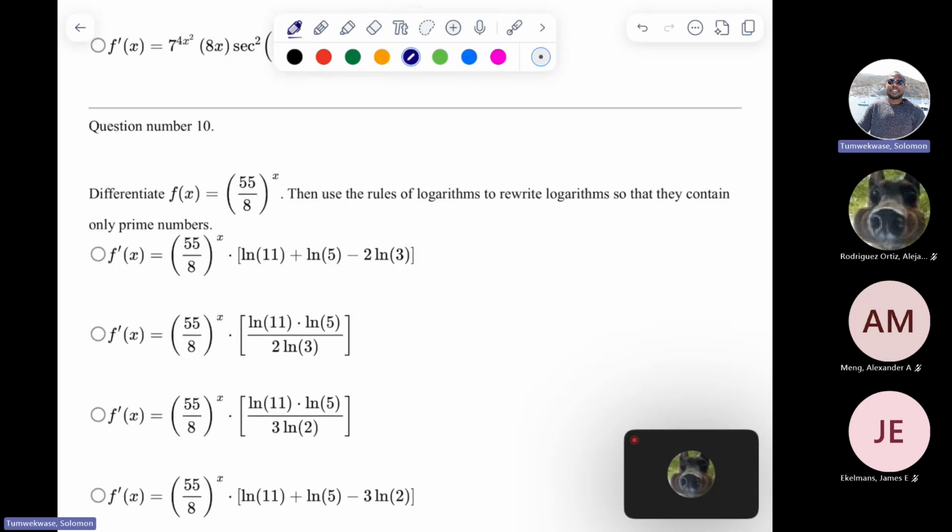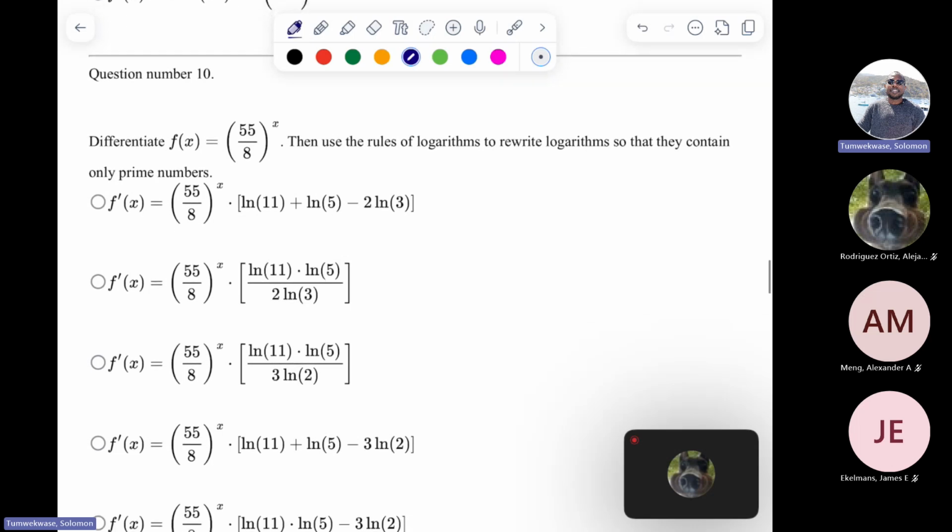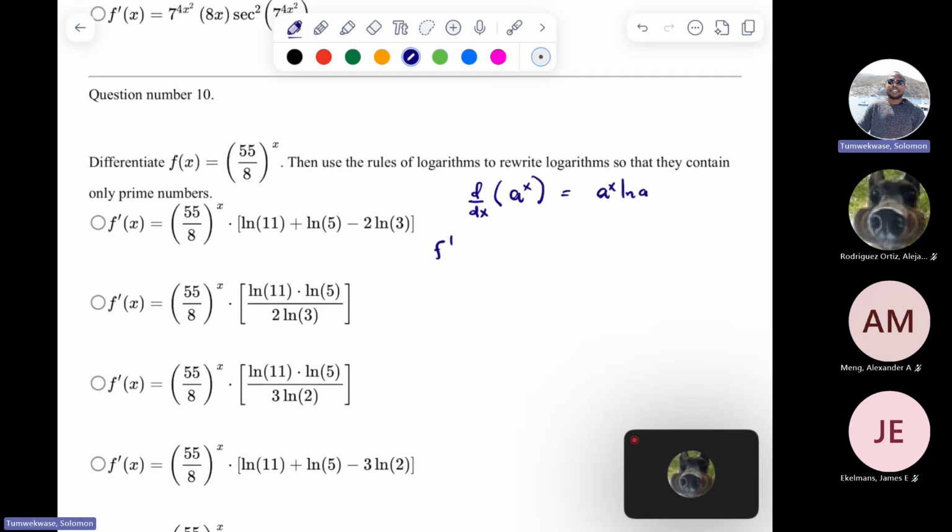Okay, in question 10, they want us to differentiate this function, then use the rules of logarithms to rewrite logarithms so that they contain only prime numbers. Same thing. So right now, once again, whenever I take the derivative of a to the x, this is the same as a to the x natural log of a. So the derivative of this function I have is the same as a to the x, so a is 55 over 8, then to the x, then times natural log of a, which is natural log of 55 over 8, okay?